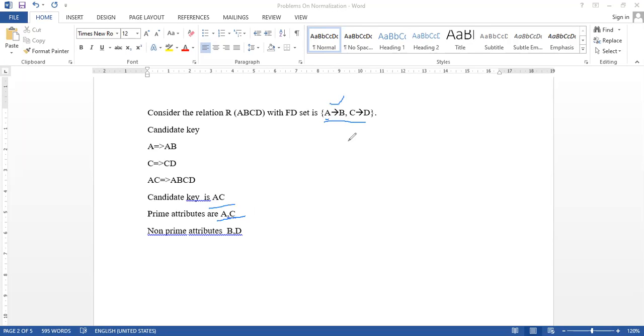Next one, what is C? C is again part of the key. What is D? Non-key. So it has two partial dependencies, right? So it is not in 2NF. Okay, it is not in second normal form. So convert this into what? BCNF.